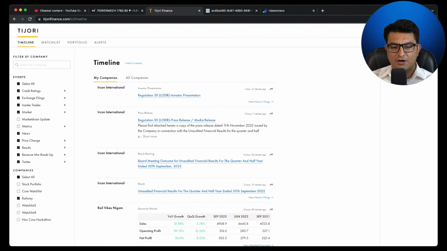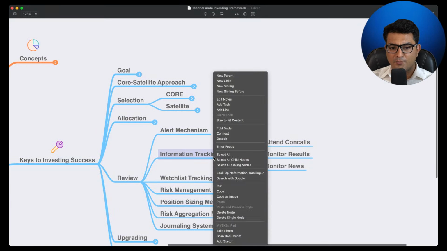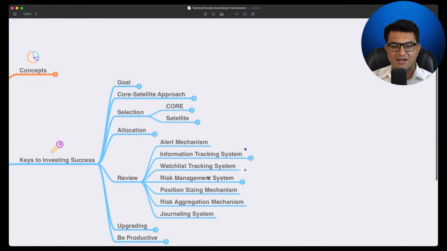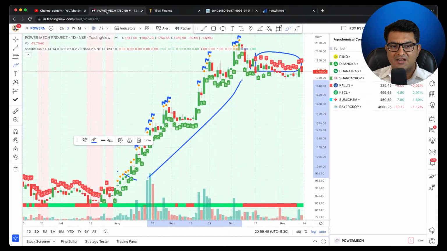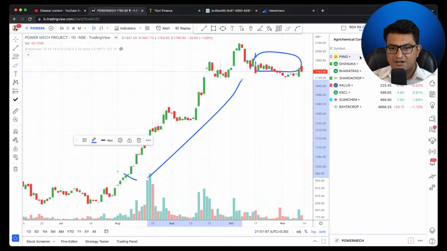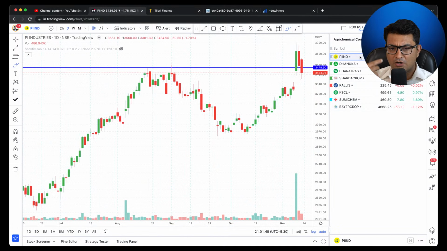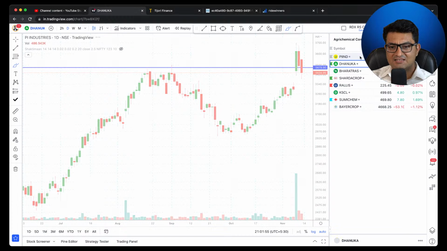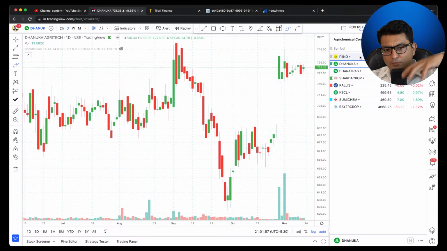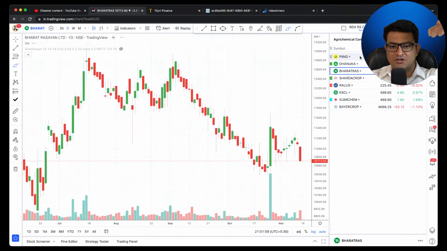So once you have built your information tracking system, you build a watch list tracking system. Okay. So that can be done in your TradingView. Like on the left side, if you see, I've created a watch list tracking system. If I want to see quickly what my companies are doing, how the charts are looking and whether the strength is there, I just put a list of all my core portfolio companies here and I can just keep on scrolling them.